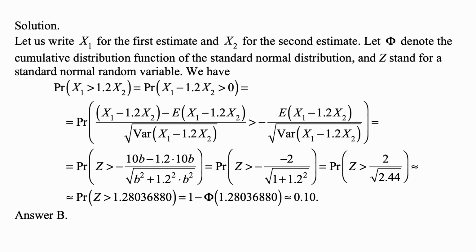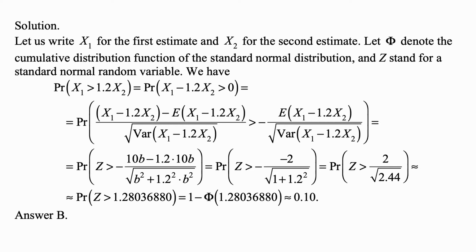Of course, 0 doesn't need to be there anymore, so we are just left with minus the expected value over the standard deviation. And x1 minus 1.2 x2 is normal because it's a linear combination of two independent normal random variables. Therefore, once it's standardized by subtracting the mean and dividing by the standard deviation, it becomes standard normal. So the left-hand side of that inequality is a standard normal random variable.